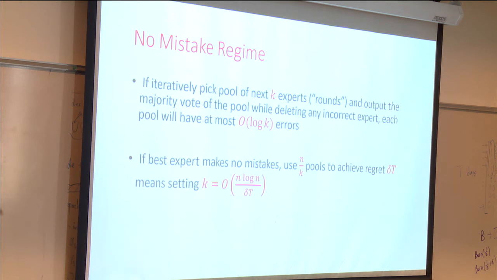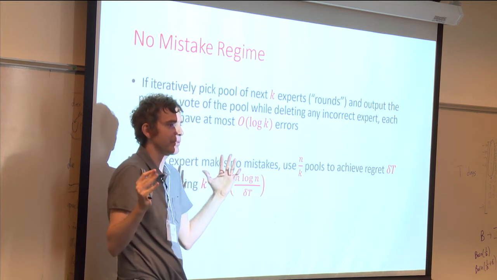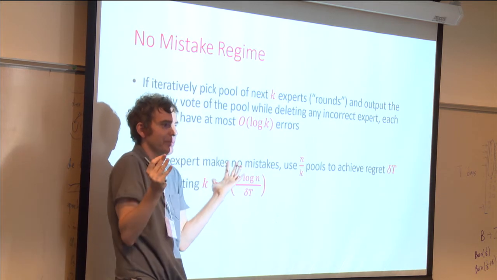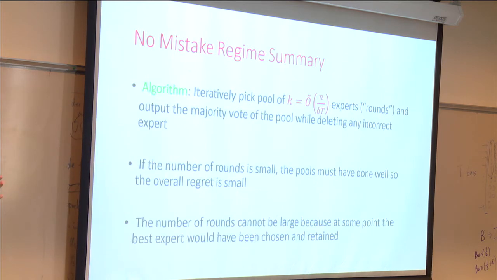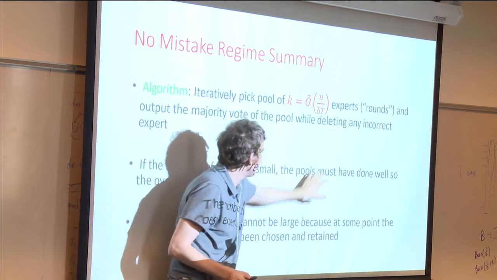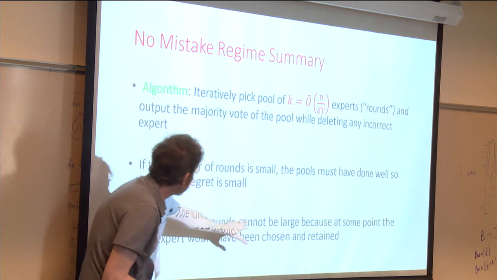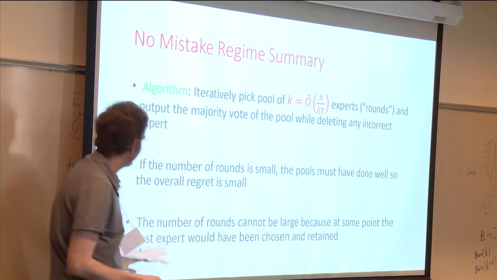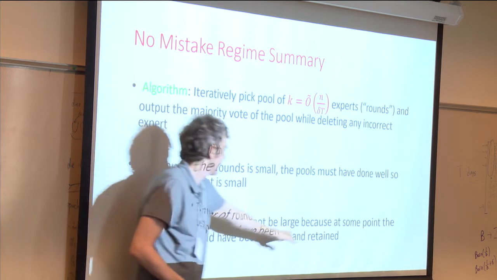Okay, so this is your space, right? The pool size is how much memory you use. You just maintain those people in your pool. And going back to Omri's question, if the number of rounds is small, then the pools must have done well, so my regret is small. And the number of rounds cannot be large because at some point the best expert would have been chosen, and since we have no mistakes, it would also be retained.